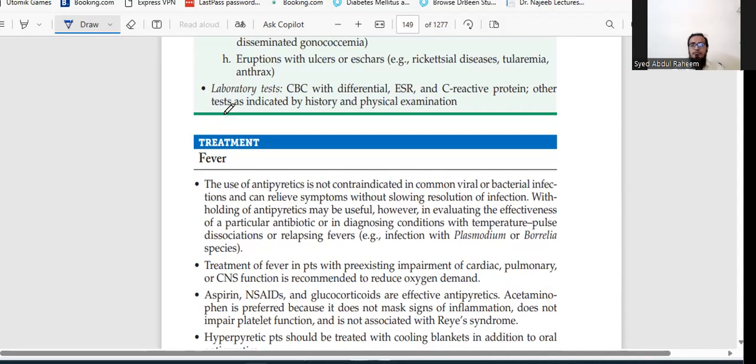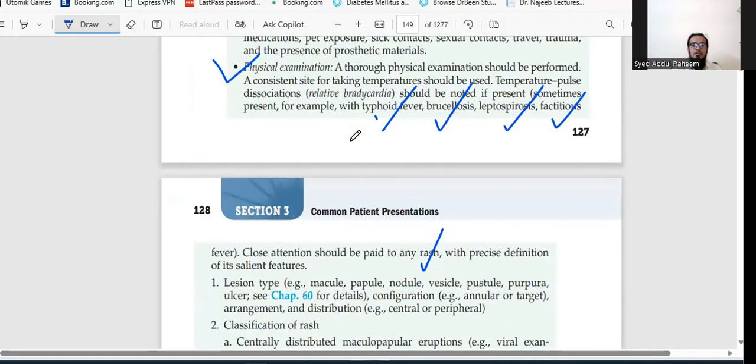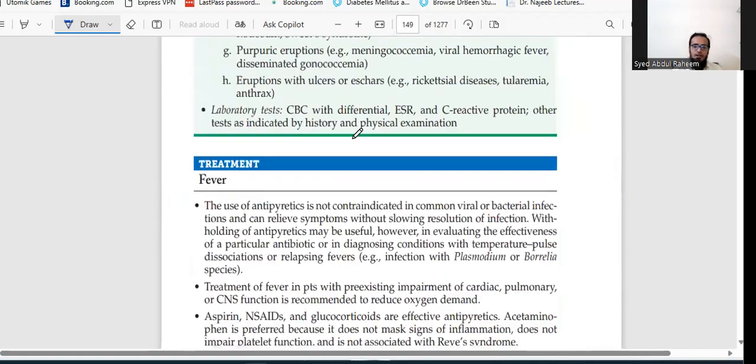If the patient is okay with that, or not okay with that, you have to go with laboratory tests. We have tests like CBP or CBC, complete blood count, and ESR and CRP. These will give information about any infective cause. So this is how to approach fever whenever a patient comes to a clinic.